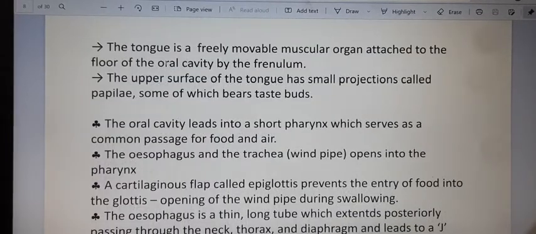Then the tongue is a freely movable muscular organ, and it is attached to the floor of the oral cavity by a ligament called the frenulum. The upper surface of the tongue has small projections called papillae, some of which bear taste buds. It means if we touch our tongue, it is not smooth, it has bumps on it. These small bumps or projections are called papillae, and some of these papillae bear taste buds.